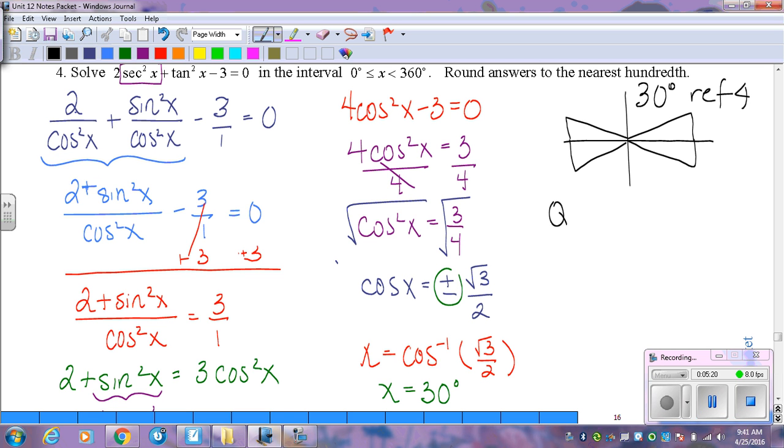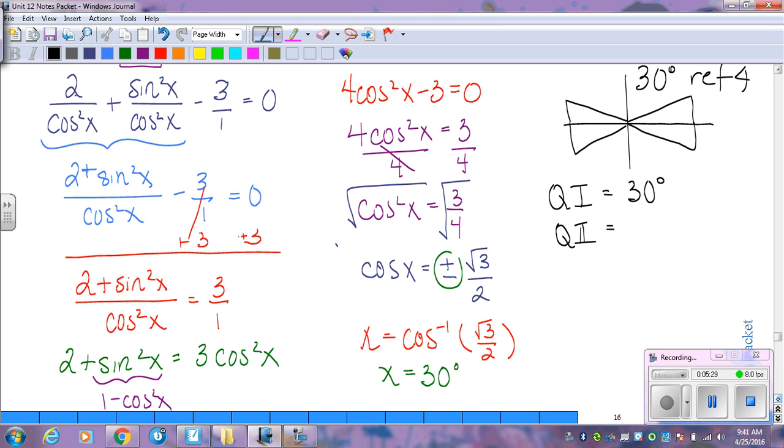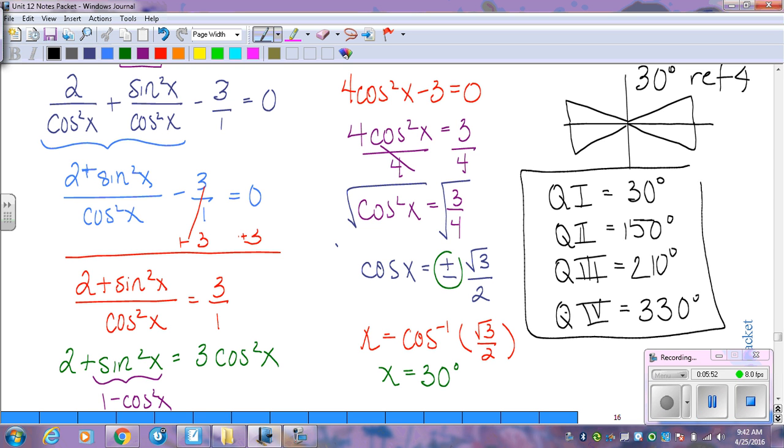So from quadrant 1, we get an answer of 30 degrees. Quadrant 2, if I have a reference angle of 30 degrees, what's my answer going to be? Good, 150. All right, we move into quadrant 3. Remember that's 180 plus 30. Yep, 210. And quadrant 4 is going to get an answer of, yep, you subtract 30, 360 minus 30, good, 330 degrees. And those are your four answers on that one.